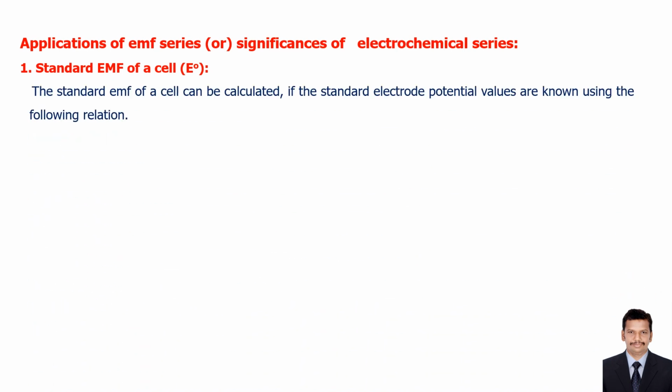The standard EMF of the cell can be calculated if the standard electrode potential values are known, and it can be easily calculated by the following equation, that is E naught cell is equal to E right minus E left. What do you mean by E R? E R stands for E right, and L stands for left. And this basic fundamental of electrochemistry can be remembered by remembering these two words.